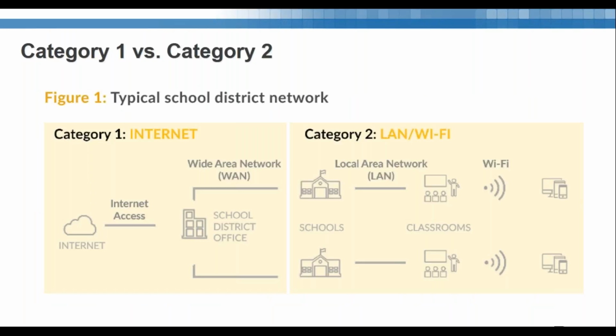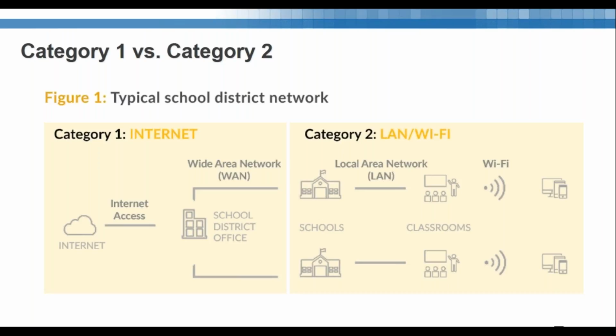So just to give more of a visual on Category 1 versus Category 2 on a typical school district network, you'll see on the left we show Category 1. This is your internet access, bringing the internet into the school district to their wide area network. And then Category 2 is your local area network and your Wi-Fi, in school, between schools, in classrooms, out to the personal devices. Category 1 and Category 2 might be new terms to you. They used to be called Priority 1 and Priority 2.